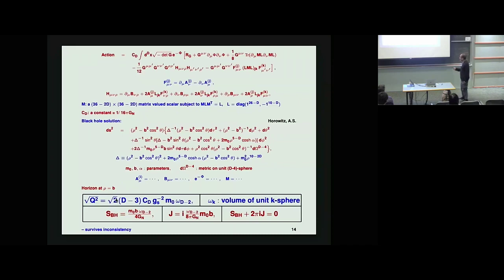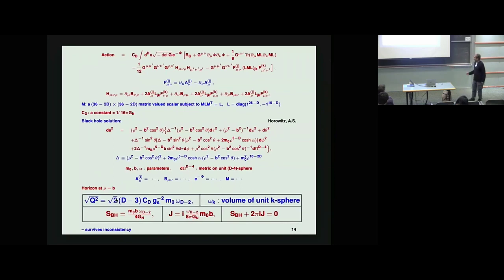So the square root of q squared is given by this formula over here, where omega_k is the volume of the unit k sphere, you see omega_{d-2}. The black hole entropy is given here, and J is given here. This parameter b is the extra parameter that is there in J, the parameter that is the angular momentum. The right hand side, S_BH as well as J, depends explicitly on this extra parameter b. But now when you calculate S_BH plus 2 pi iJ, you see that these two terms exactly cancel and you get 0.